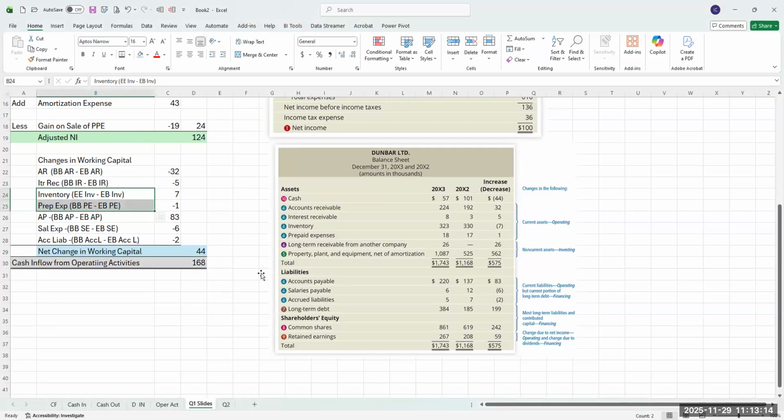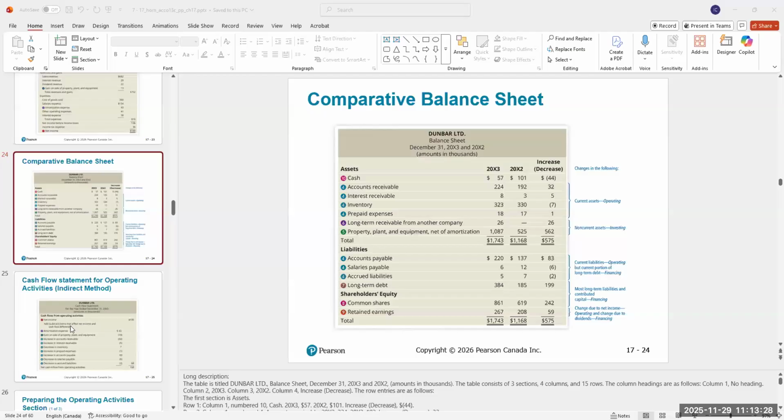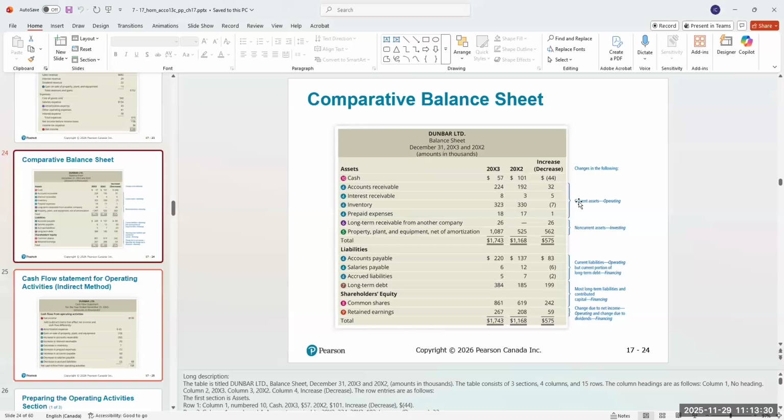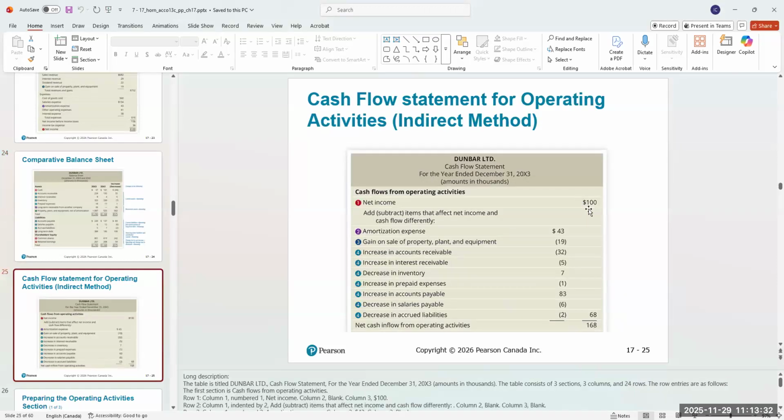So let's see what the question says. Let's go back to the slides and see how the slides treat this particular question. Preparation of the cash flow, indirect method. First, we're starting with the income. Then we're adjusting for the non-cash items. First, we add the amortization expense, and then we deduct the gain. Then we start chasing the changes in the working capital.